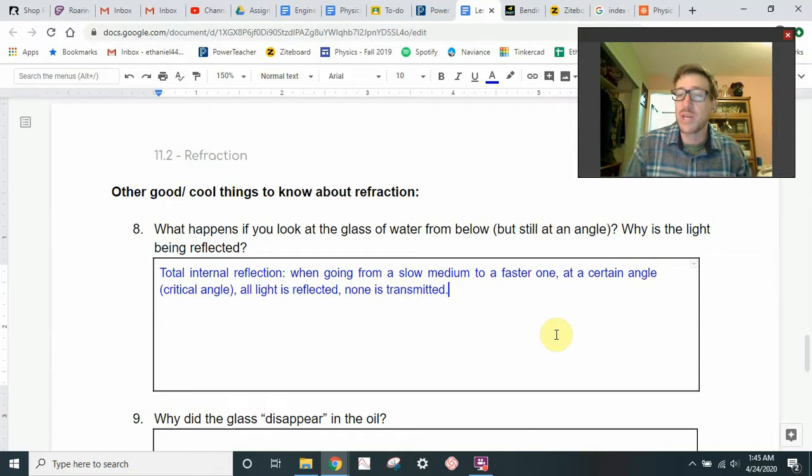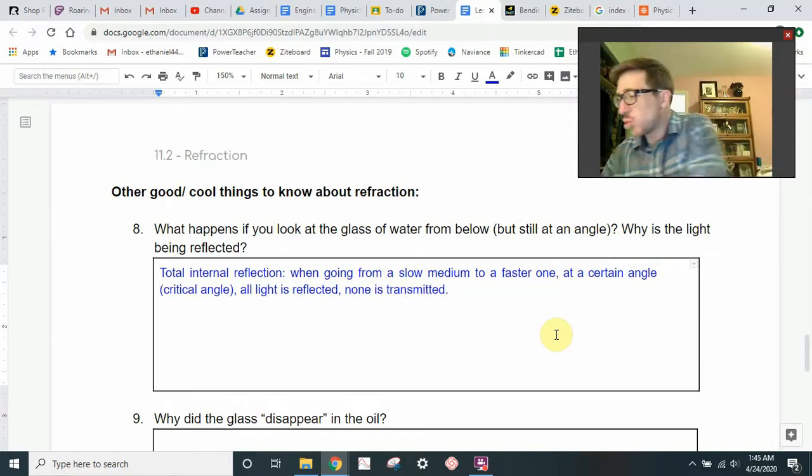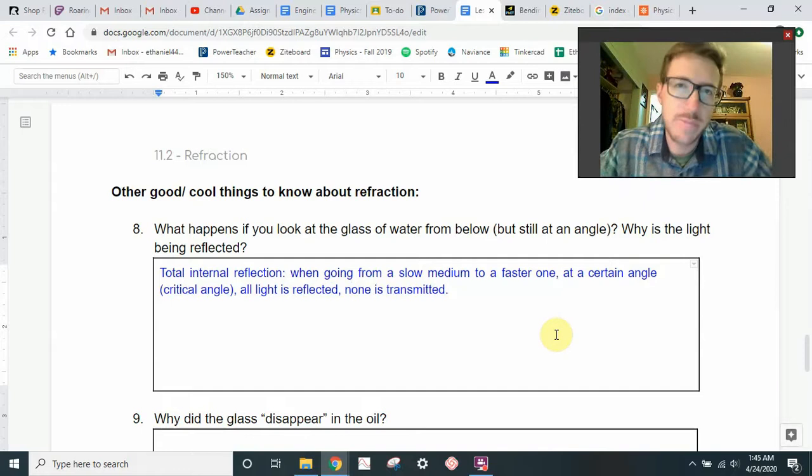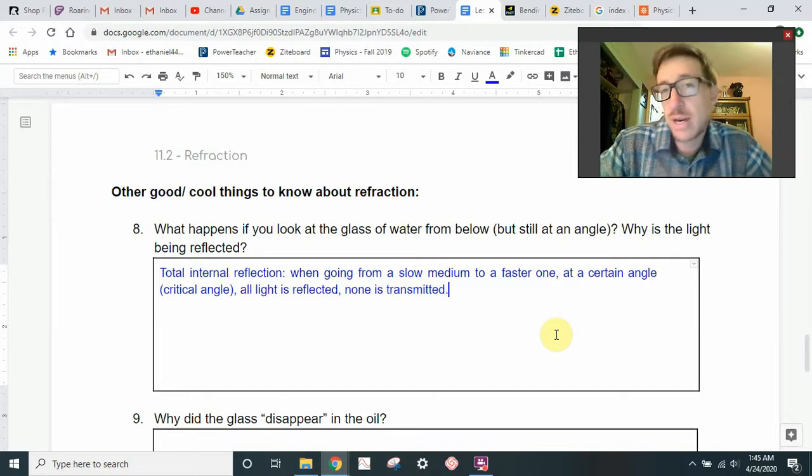Right, which is kind of cool. So that's what's actually happening there. That's called total internal reflection. That has some cool applications when it comes to, if you guys have ever heard of fiber optic cables being used to transmit electromagnetic waves.